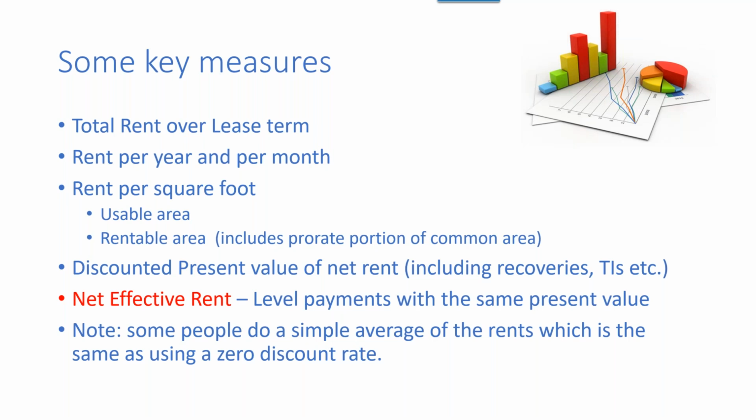Some people do a simple average of the rents, just add up all the rents and divide by the total number of years, which is kind of like using a zero discount rate. But rent payments up front count more than rent payments later on, time value of money and all that. So really better to take the present value. It's not that much more complicated, especially when the program does it for you, like the lease analysis does in Market Edge.